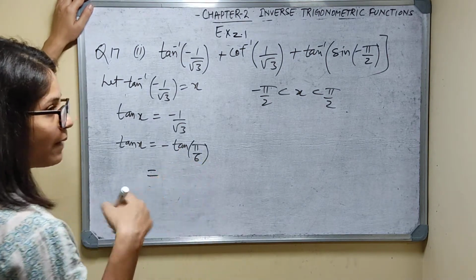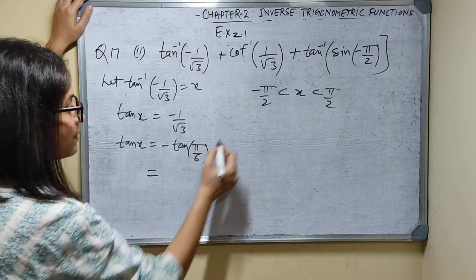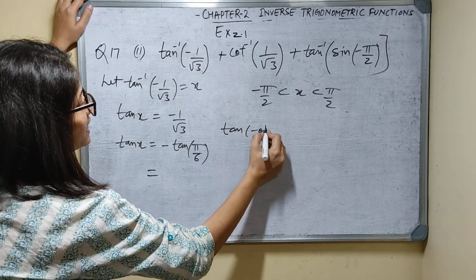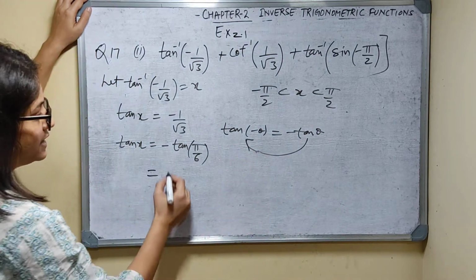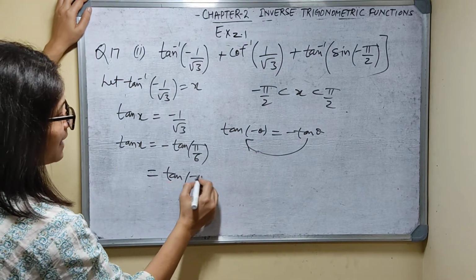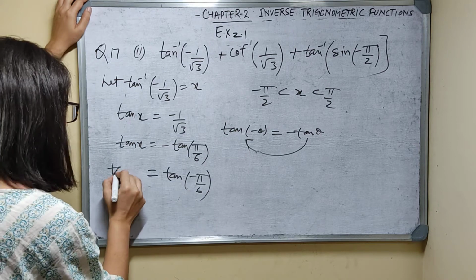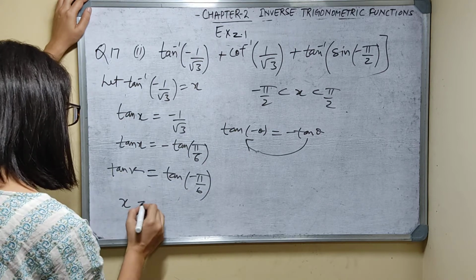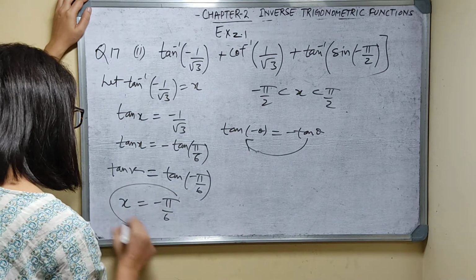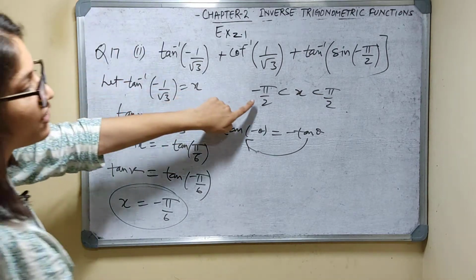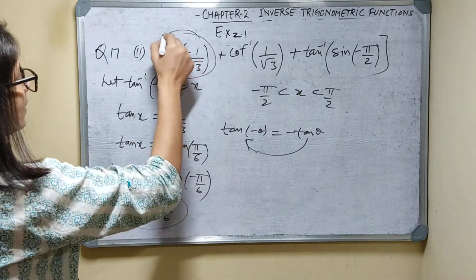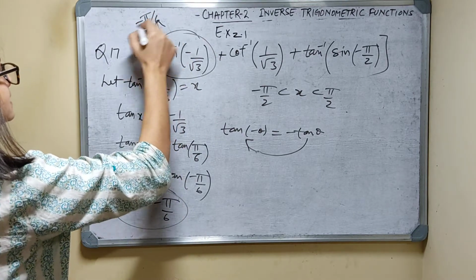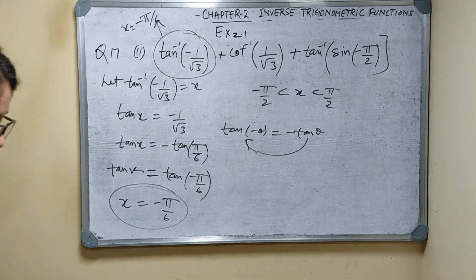So now tan x is equal to minus tan pi by 6. I know tan of minus theta is minus tan theta, so I can write tan of minus pi by 6. Here tan x is equal to tan of minus pi by 6, so x value is minus pi by 6. It means minus 30 degrees, which lies between minus pi by 2 to pi by 2. So x is equal to minus pi by 6.